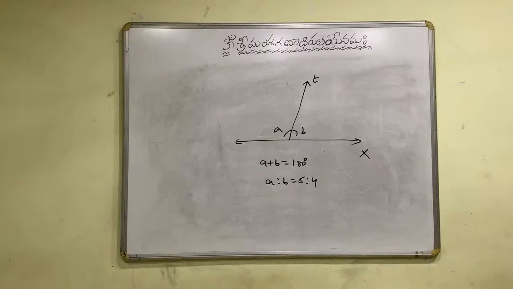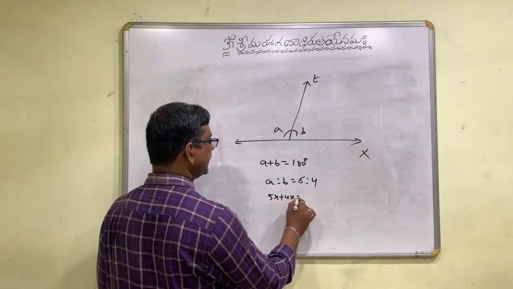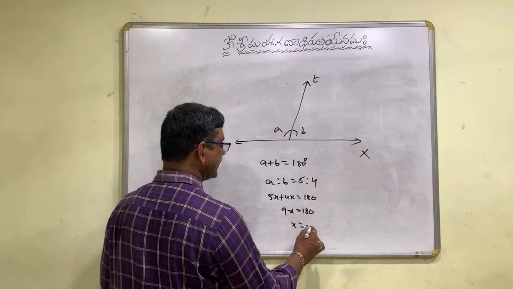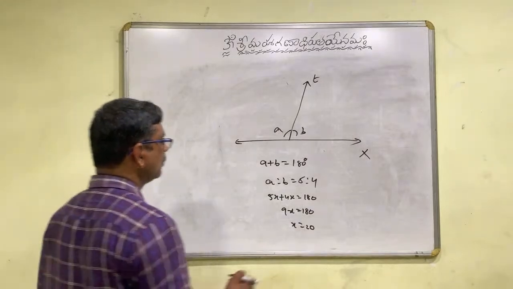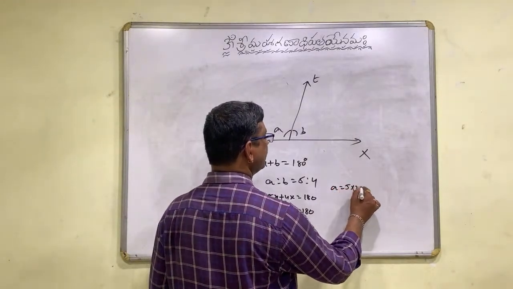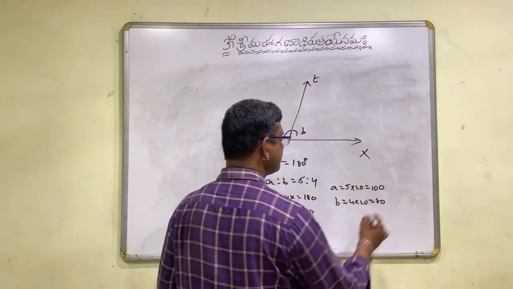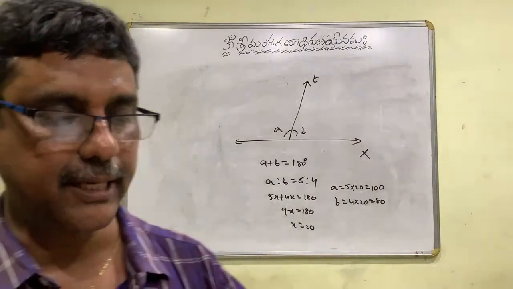9x is equal to, yes, A is 5x, B is 4x. So 9x is equal to 180. 5x plus 4x is 180, so 9x is 180. X is 20. So A will be 5 into 20, which is 100. B will be 4 into 20, which is 80. So the two angles are 100 and 80.